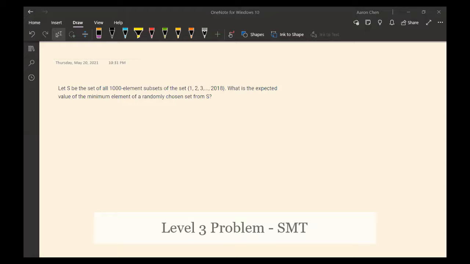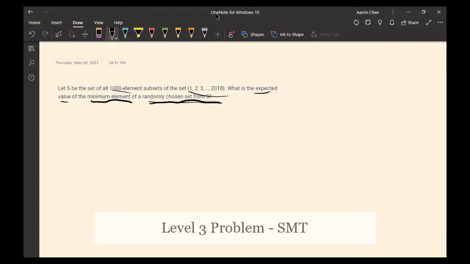Okay, so now for the level 3 problem. Let S be the set of all 1,000 element subsets of the set of the positive integers from 1 to 2018. And so we want to find the expected value of the minimum element of a randomly chosen subset from S.